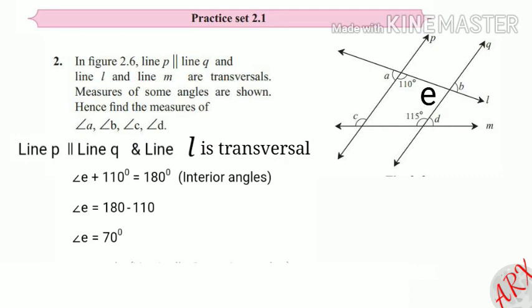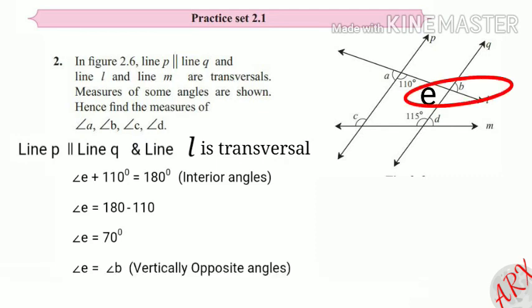Now as we observe in the figure, angle E and angle B are vertically opposite angles, hence they are congruent. Hence angle B equal to 70 degrees.